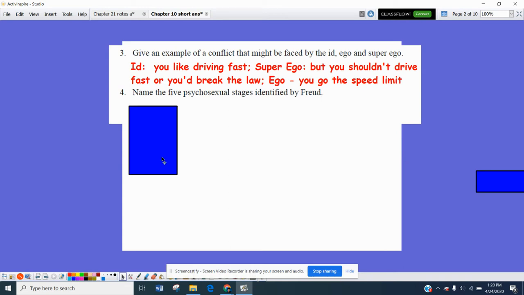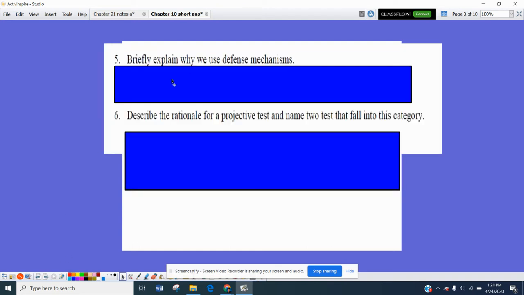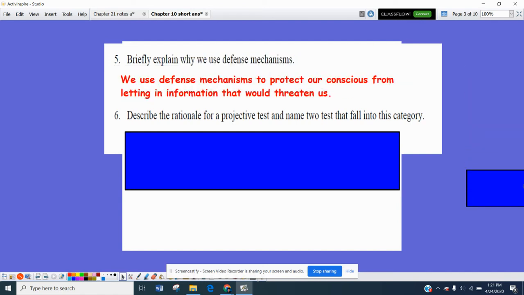And number four, name the 5 psychosexual stages that Freud identified. That would be the oral, anal, phallic, latency, and genital. Number 5, briefly explain why we use defense mechanisms. And we use defense mechanisms to protect our conscious from letting in information that would threaten us.